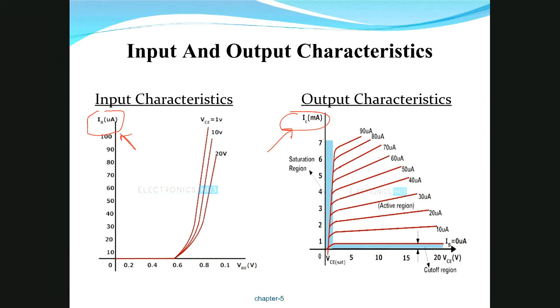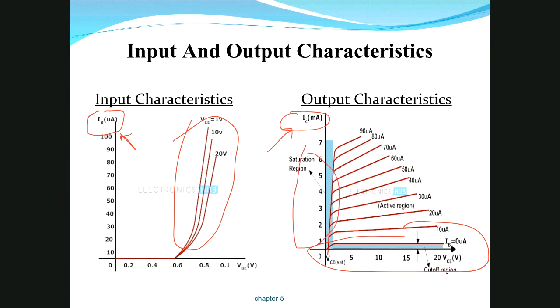Again, if you see, this input characteristic is similar to a diode, and the output characteristics again have three regions: 1, 2, and 3. This is called cutoff, where both junctions are reverse biased. Saturation is where both junctions are forward biased. And this is the important place: the active region, where input is forward and output is reverse biased.